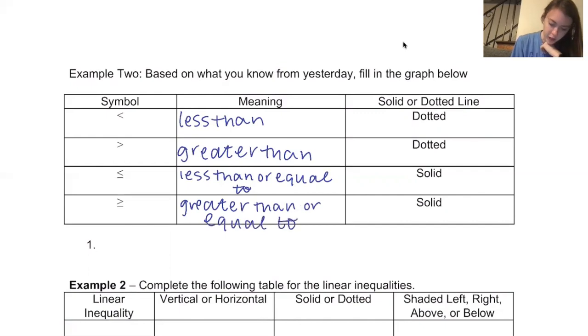And then fun fact about this: notice that the equal to ones are the ones that go with the solid line. Just like yesterday, the equal to ones were the filled in circles, versus the less than and greater than, which were the open circles. So again, the solid line represents that these are solutions to our inequality.